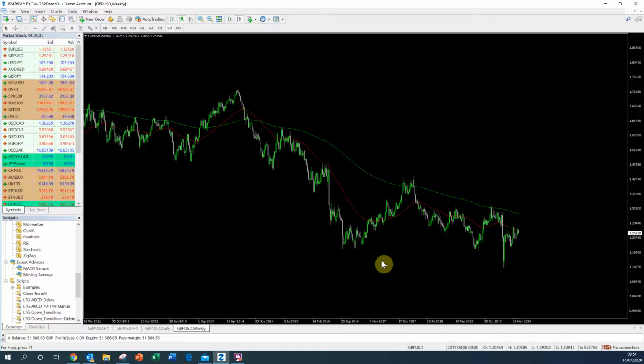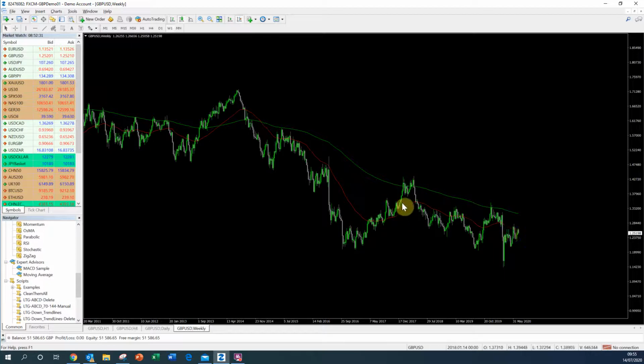Just before I go into spotting exactly where my chart patterns are and where the market is going, I do use the 50 and the 200 EMA. So the 50 is the red exponential moving average, and the 200 is the green exponential moving average.